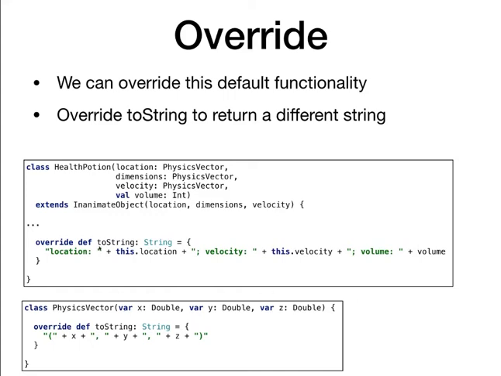So for this, I'll override that toString, and this has to be identical. It has to be def toString of type String, returning a String. We're going to override the existing functionality and replace it with our own.